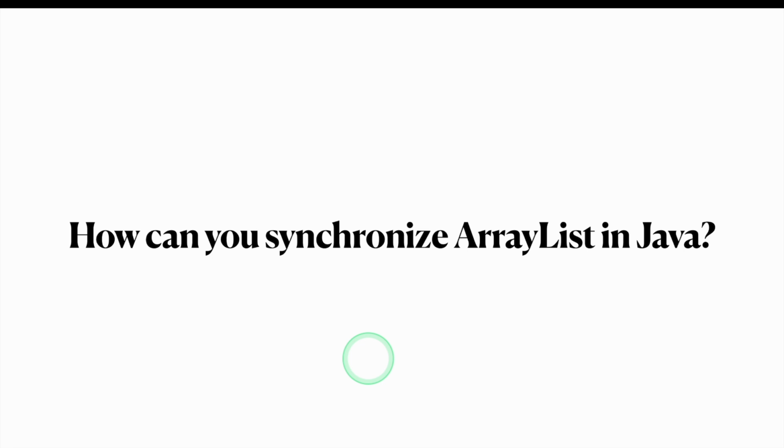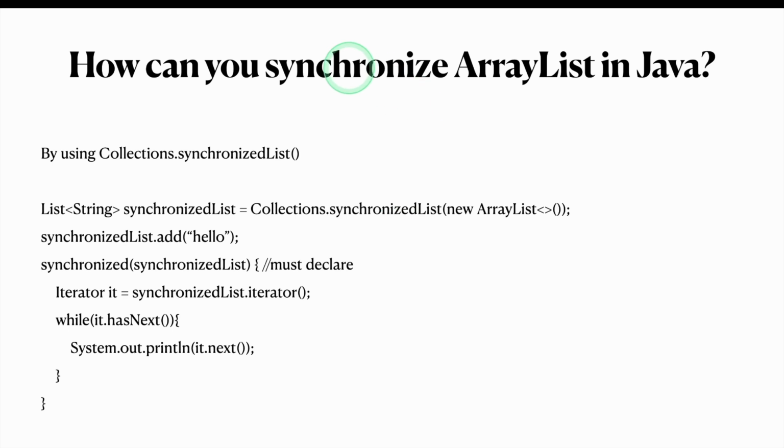Next, how can you synchronize array list in Java? You can synchronize your array list in Java by using Collections.synchronizedList. Here we have created a synchronized list using the synchronizedList method of the Collections class. If you want to use the synchronized list, you must declare it in a synchronized block. I've created an iterator of the synchronized list and am iterating and just printing. But all the operations that you want to be thread safe must be declared in a synchronized block.